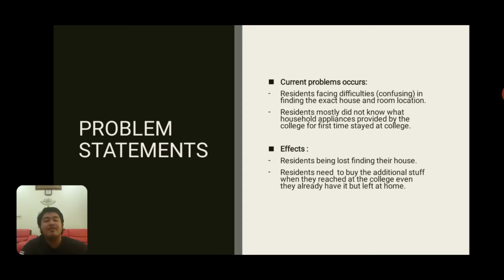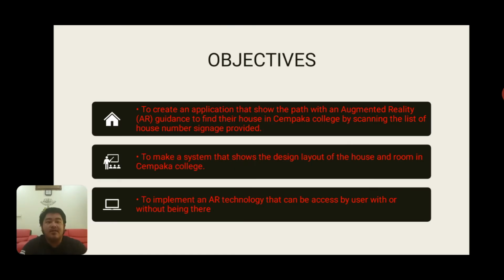So the objective of the project is to create an application that shows the path with augmented reality guidance to find their house in Cempaka College, and scanning the list of house number signage provided. Next, to make a system that shows the design layout of the house and room in Cempaka College. After that, to implement an AR technology that can be accessed by users with or without being there.